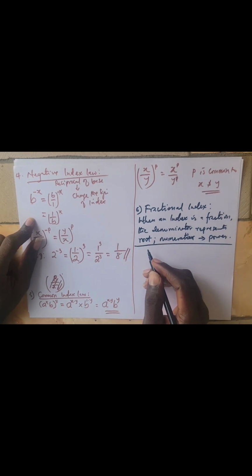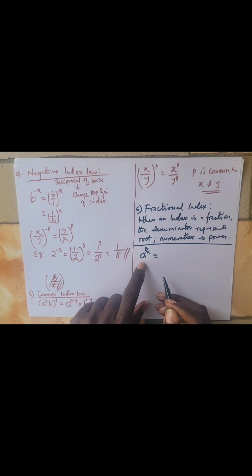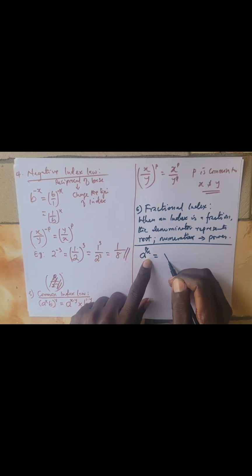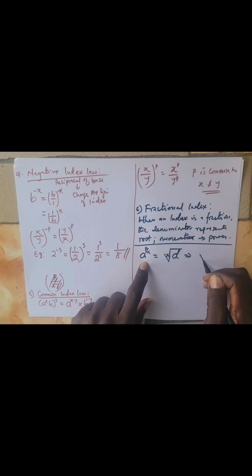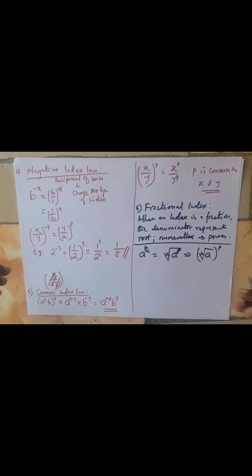Let's see what we have here. A raised to power p over x is equal to, now, this is the denominator of the fraction, that is the power. This denominator will become the root of a, which is raised to power p. This can also be written as x root of a, raised to power p. Whether the power is inside the root or outside the root sign, they will give you the same thing.